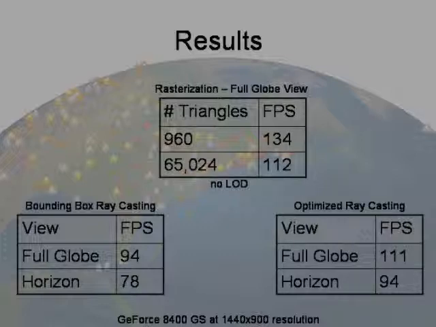Our optimized raycasting approach based on rendering the viewport-aligned bounding polygon improved performance to 111 frames per second for a full globe view and 94 frames per second for a horizon view. This approach requires minimal CPU overhead and bus traffic to compute and send the bounding polygon. Here, 10 vertices were used for the polygon. In future work, we plan to compute the number of vertices required and the bounding polygon on the GPU.